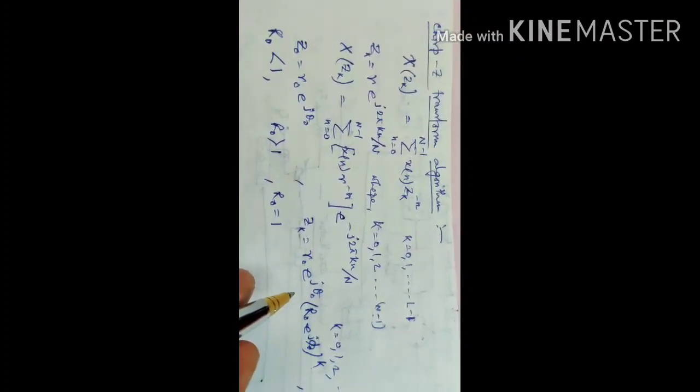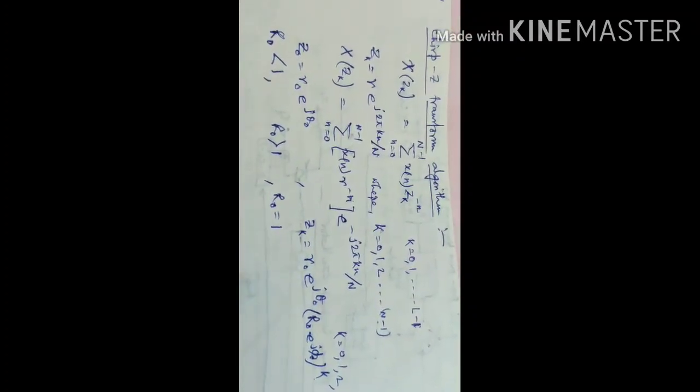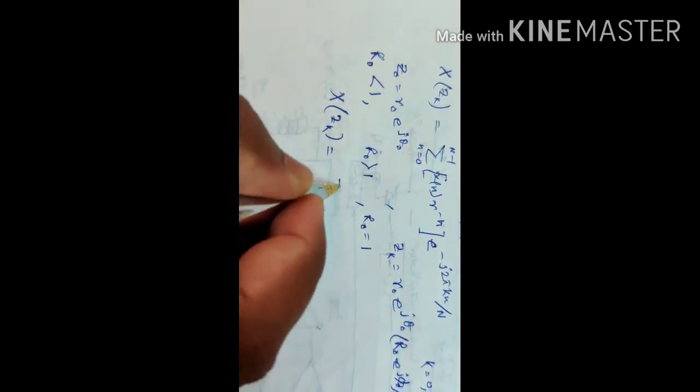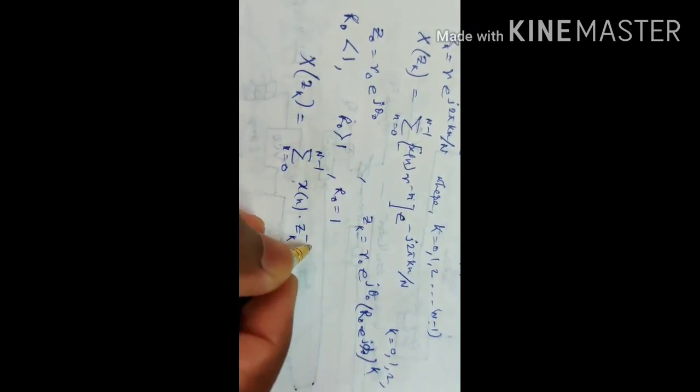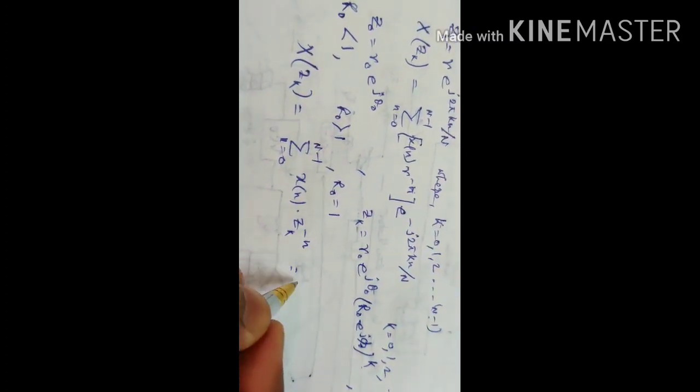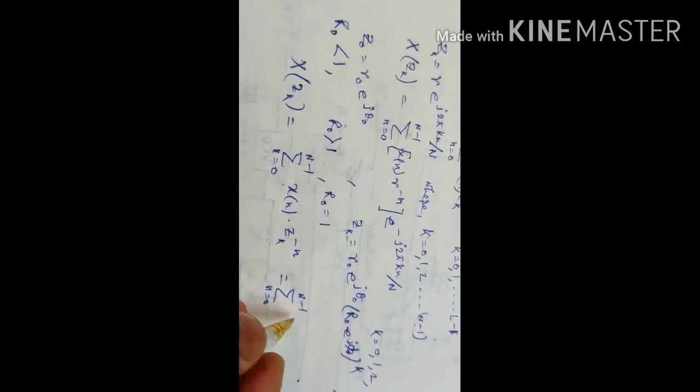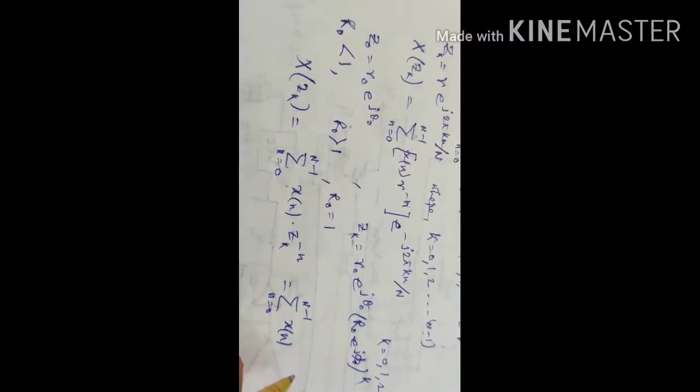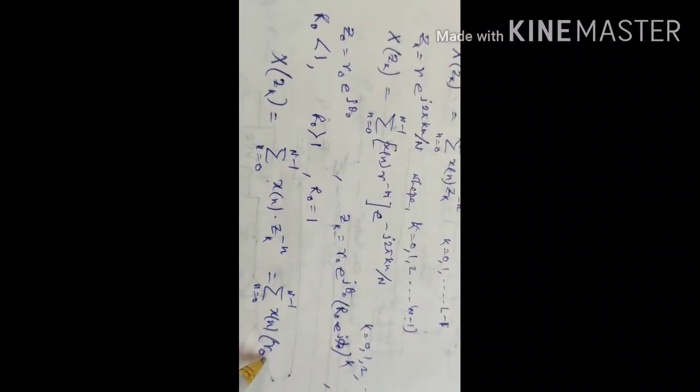And if you substitute the z_k points in the z-transform, X(z_k) is equal to the summation n equal to 0 to N minus 1 of x(n) z_k to the power minus n. That will be equal to the summation n equal to 0 to N minus 1 of x(n) (r_0 e to the power j theta_0) to the power minus n into W to the power minus nk.